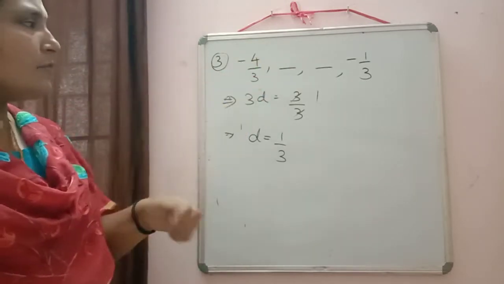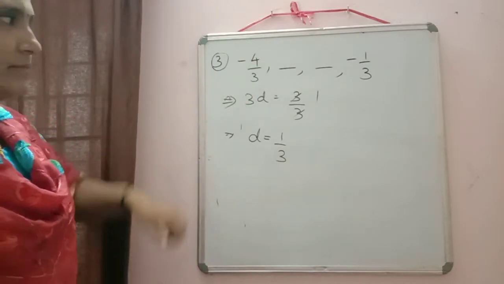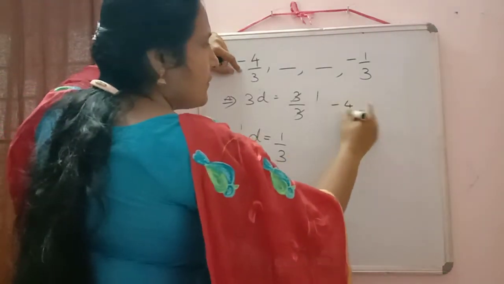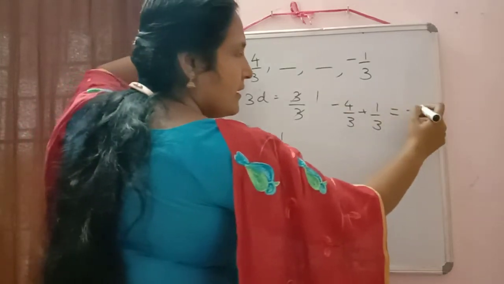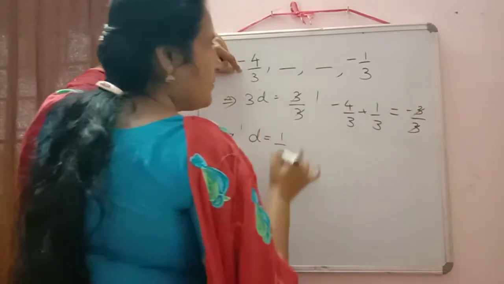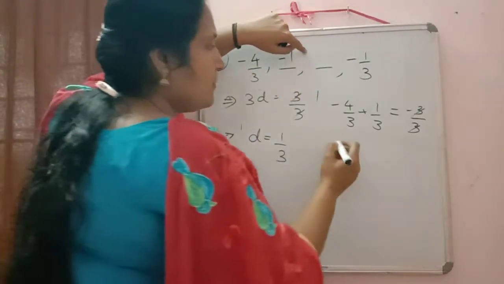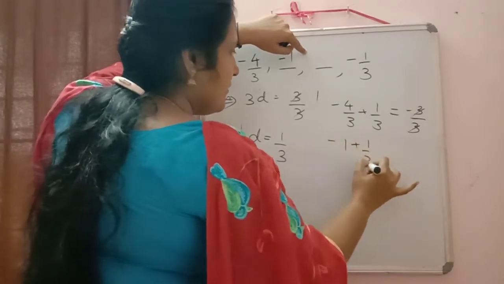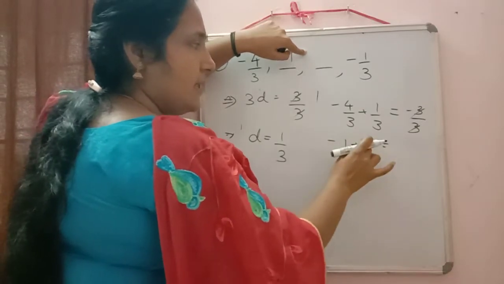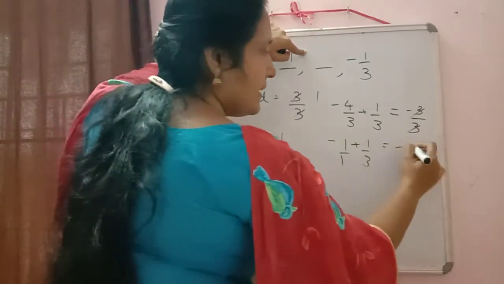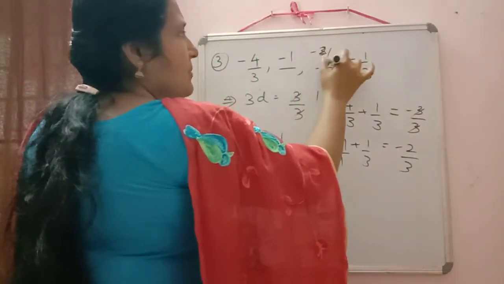To get the next term, what can we do? We just have to add 1 by 3 to the previous term. So it will be minus 4 by 3 plus 1 by 3. What will come? Minus 4 plus 1 is minus 3 by 3, which is equal to minus 1. Then to get the next term, minus 1 plus 1 by 3. Again cross multiplication, so it will be minus 3 plus 1, which is equal to minus 2 by 3. So we got the term as minus 2 by 3.